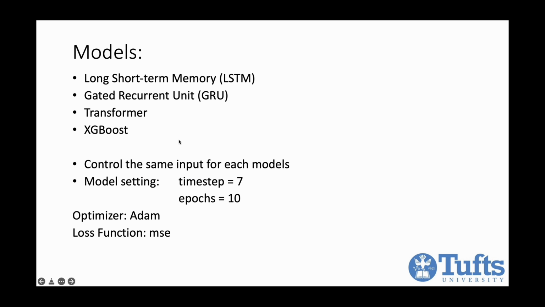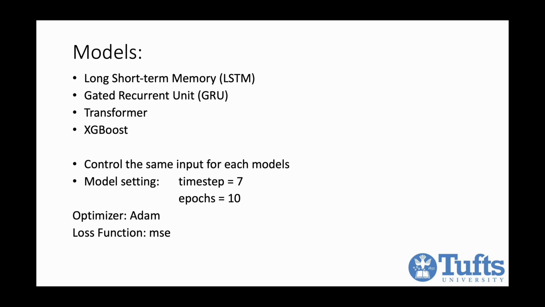Okay, now let's focus on the models. So 4 models were used for comparison, 3 deep learning models and 1 shallow model XGBoost. So to make the comparison fair, I used the same input for each model. So during the training, I found some tricks when setting the time step. It usually related to the seasonality. So I could try to set the time step to a week or a month.